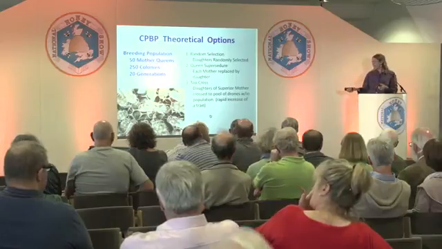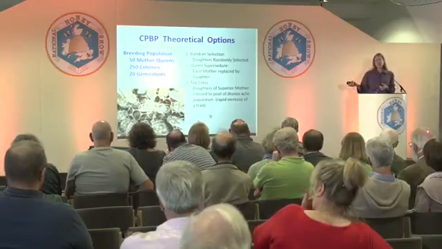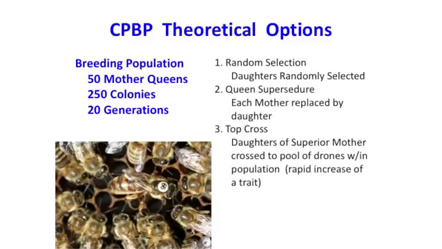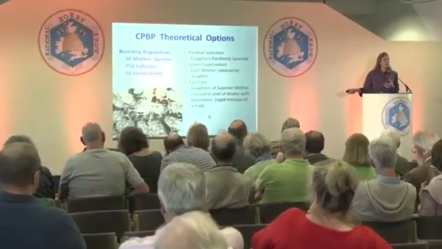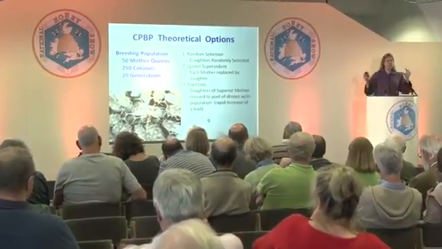You can do something called a top cross. That's if you have a really superior queen, say she shows more resistance to varroa, something like that. You can take her and mate her to the pool of drones from the population you've selected. This can be a little risky. You could do this maybe one or two years, but eventually you're really going to narrow the gene pool. So there are choices in looking at your population size.